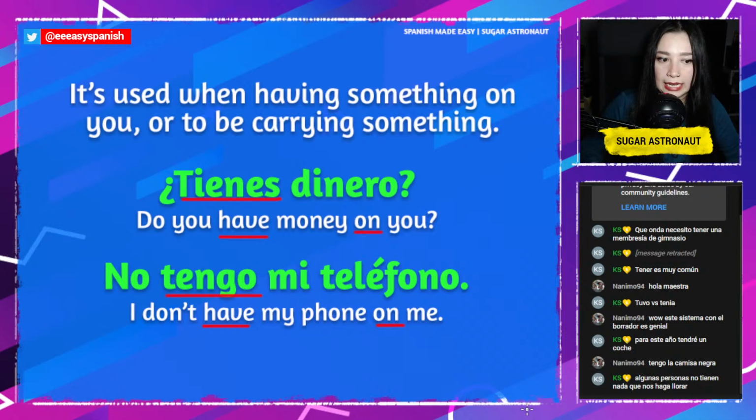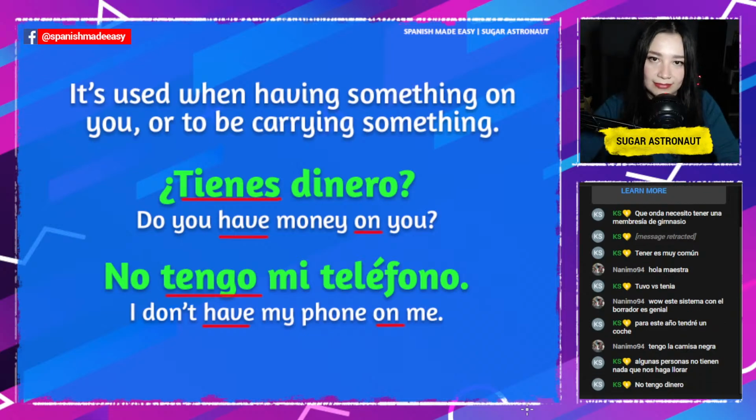Once again, tener means, or is similar to have on. To have something on you or on someone else. Okay, no tengo mi teléfono. I don't have my phone on me. I didn't bring my phone. Same thing, okay? So tener can be used when you're talking about having something on you or not. And also if you're carrying something with you or not.